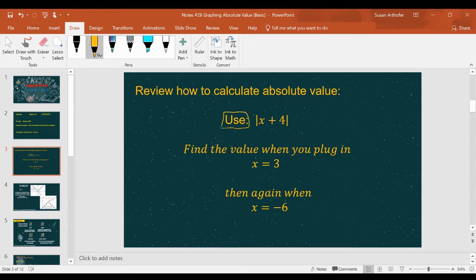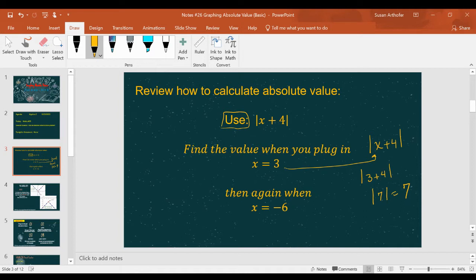And we're going to use this function, absolute value of x plus 4. And just to review, find the value when you plug in x equals 3. So if I take the function absolute value of x plus 4, and I plug in a 3, that means we're just going to put it in here. We're really asking what's the absolute value of 3 plus 4, and that means what's the absolute value of 7. And so that just means how many spaces is 7 away from 0? If you remember, we talked about absolute value is the distance from 0. Well, it's 7 spaces away, so the answer is just 7. So out of the absolute value bar comes 7.